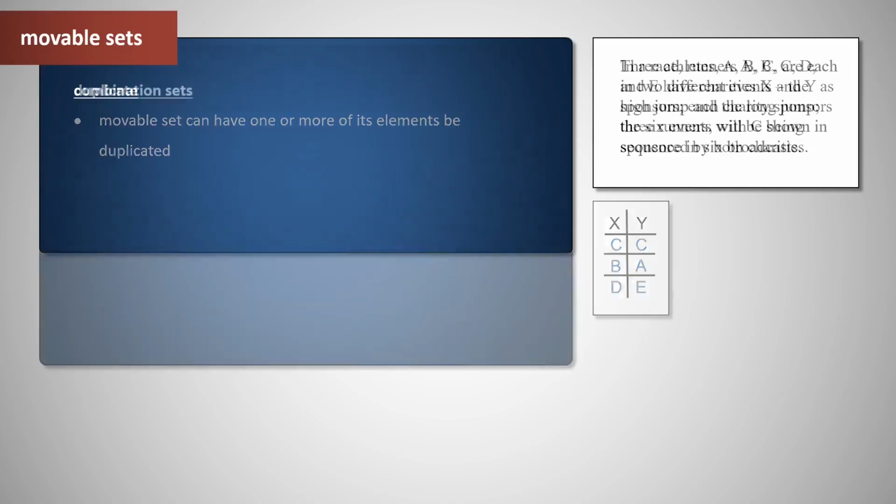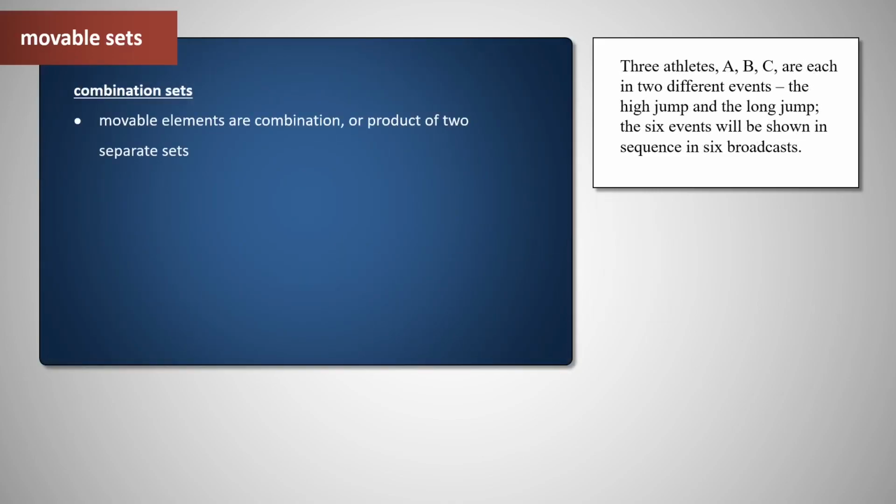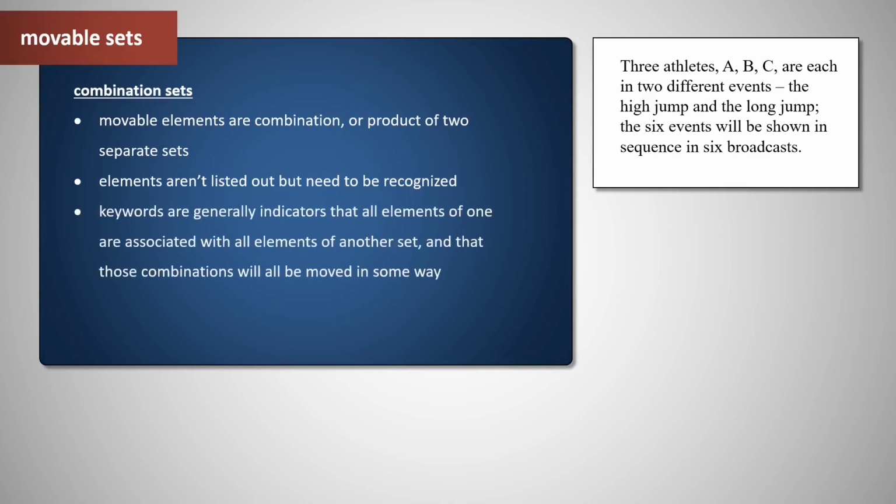element. With respect to combination sets, you can have movable elements that are a combination or a product of 2 separate sets. Now, if we look at the game over on the right, it says that there's 3 athletes, A, B, and C, and they're each in 2 different events, the high jump and the long jump, and the 6 events will be shown in sequence in 6 broadcasts. So for this situation, the elements are not listed out, but they need to be recognized, and the keywords are generally indicators that all elements of one set are associated with all of the elements of another set, and that those combinations will all be moved in some way.